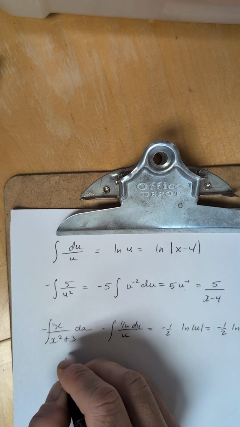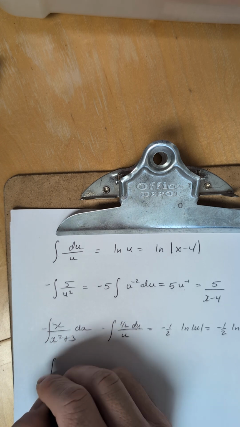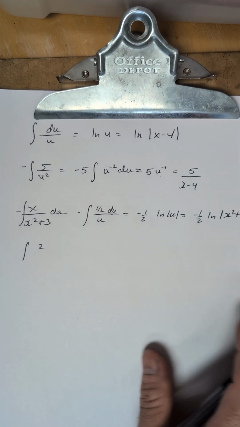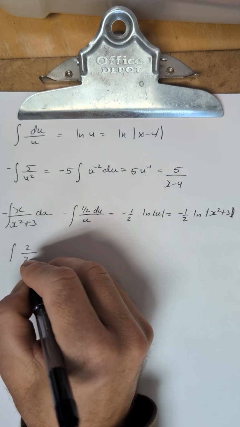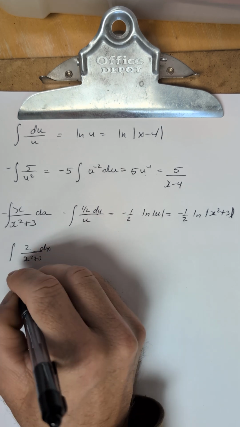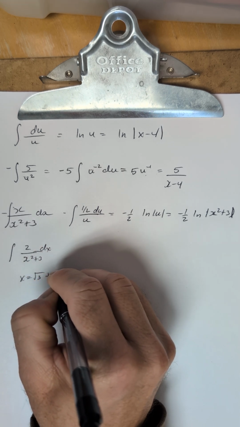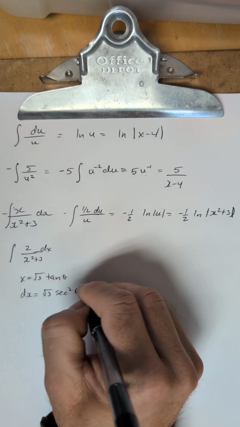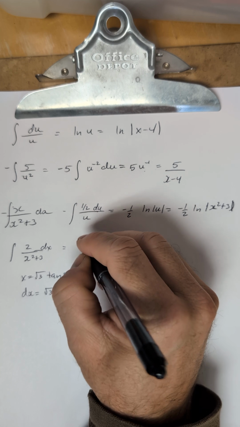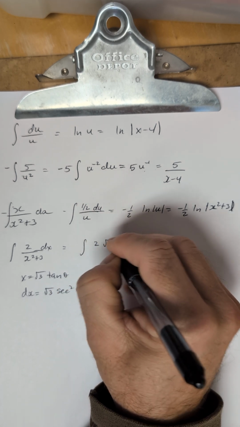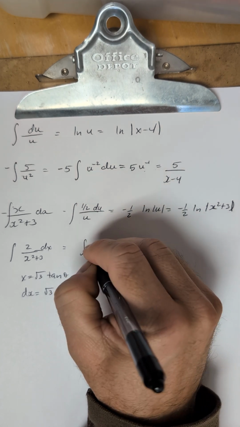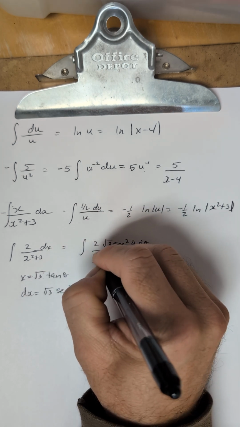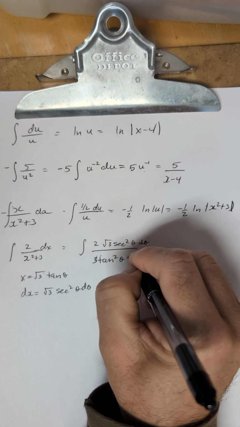And then finally we have the integral of 2 over x squared plus 3 dx. So here, letting x equal the square root of 3 tangent theta, dx is going to equal the square root of 3 secant squared theta d theta. Plugging those in, you're going to get the integral of 2 square root of 3 secant squared theta d theta over 3 tangent squared theta plus 3.